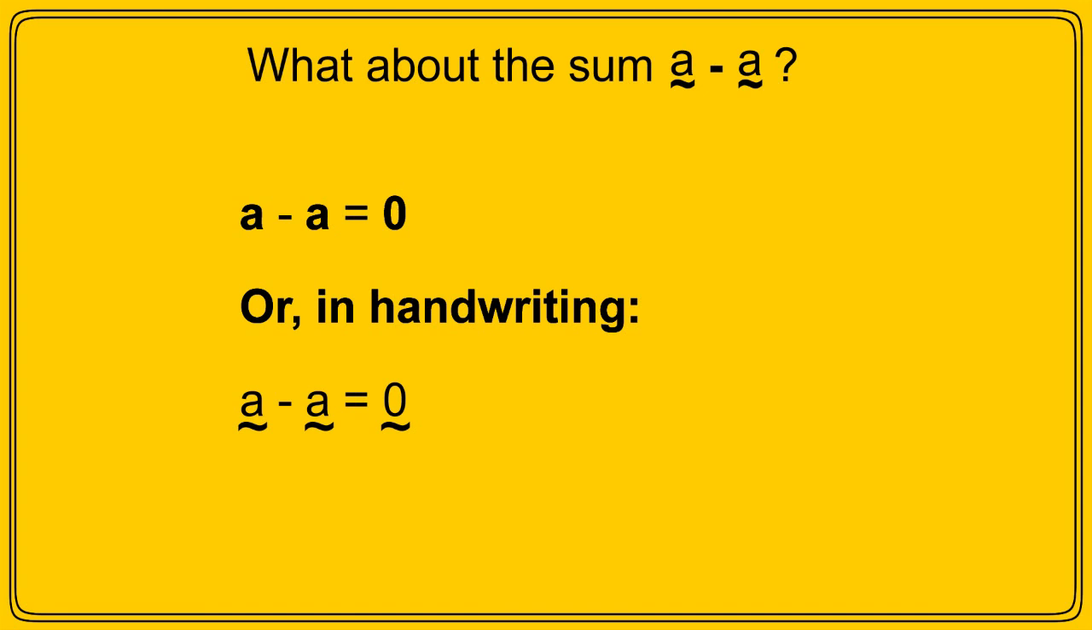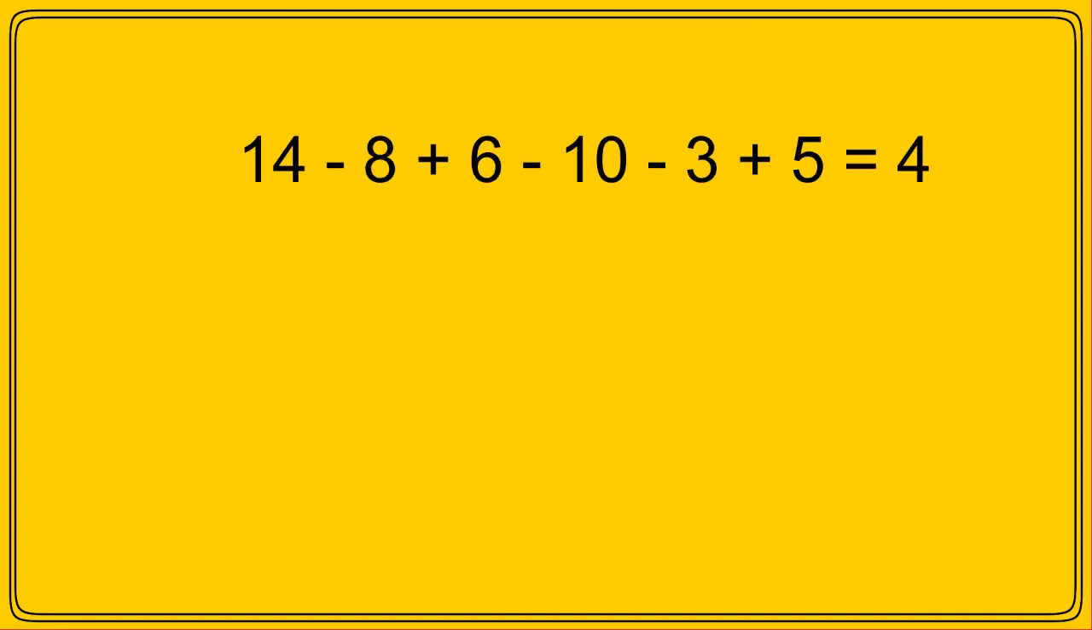This all raises an interesting situation. When we have a series of numbers to add and subtract, such as 14 minus 8 plus 6 minus 10 minus 3 plus 5, it doesn't matter which order we do these in, as long as we always subtract the 8 and add the 6, etc. We'll always get the same answer.